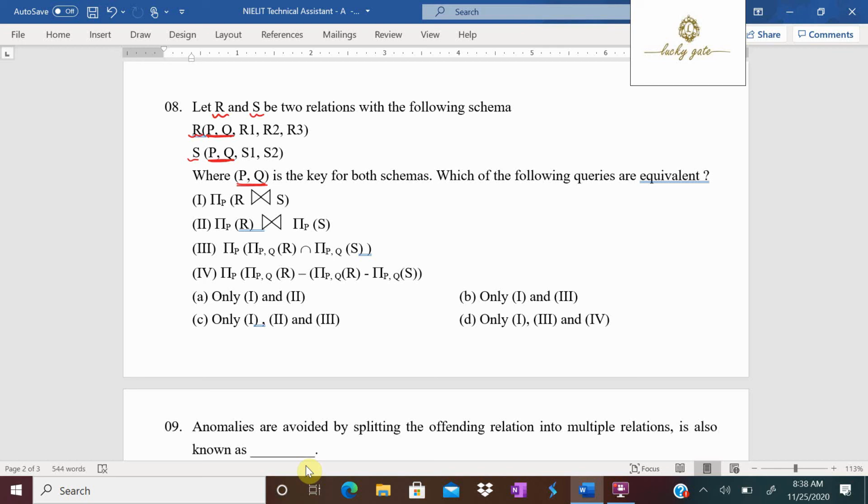First one given, R join S. This is called a natural join. Now it is performing a natural join between R and S and projecting only P. And here both R and S are joined with respect to only P column. See, if it is joined with P column, then 2 will definitely not be equivalent with 1.